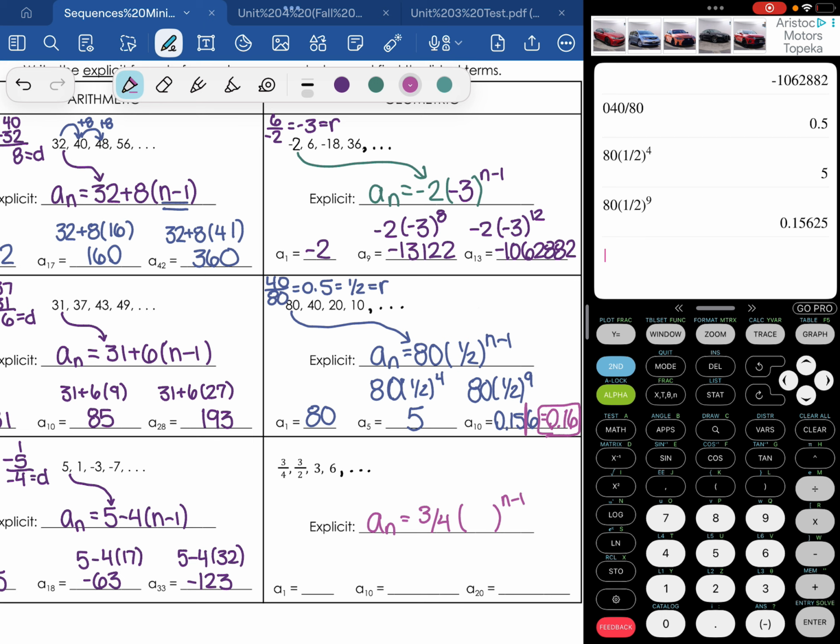You can divide the fractions if you want. You would have to do 3/2 in parentheses divided by 3/4 in parentheses. So parentheses 3 divided by 2 divided by parentheses 3 divided by 4. If you don't use the parentheses, you are 100% going to get the wrong answer because your calculator is not going to do order of operations correctly. Then if I hit enter, guess what? It's just 2. So that is R.